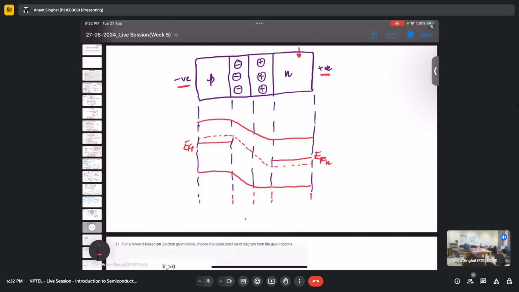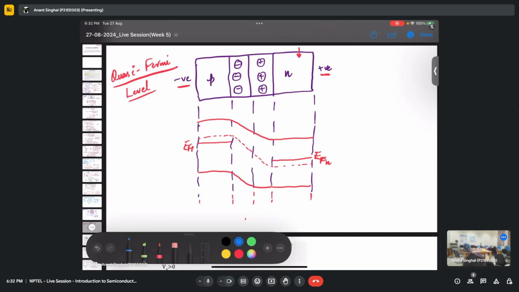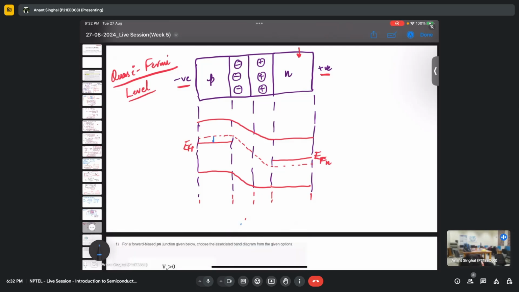So we have EFP and EFN now, two different Fermi levels. This is what we call quasi Fermi levels. There is a topic in this particular week which is quasi Fermi levels. If we have different Fermi levels for the P and N side, that is what we call quasi Fermi levels. Now you can see here very quickly that this is what we have as Q phi P from the previous problems, and this is what we have as Q phi N.